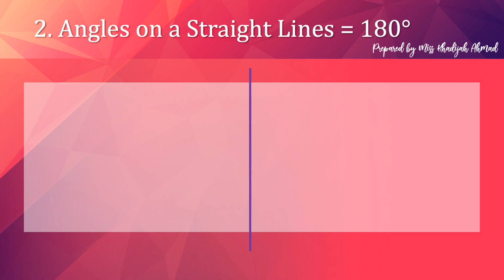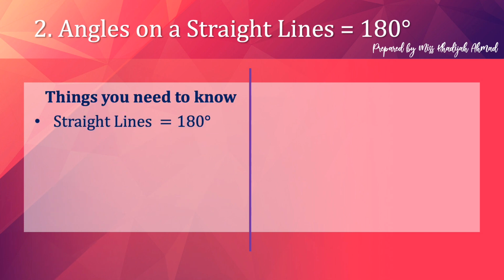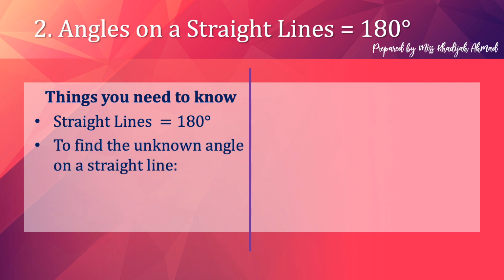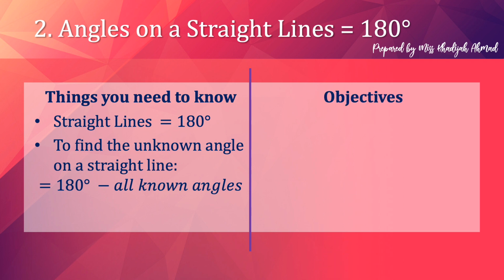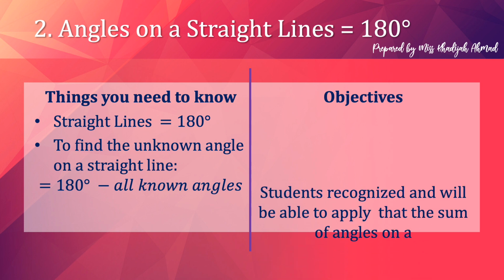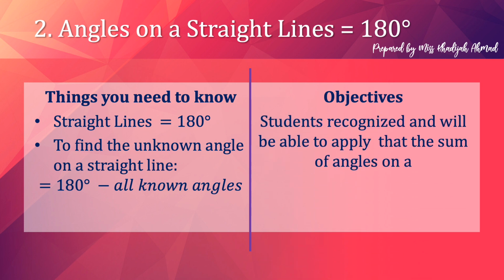Here are the real topic in our chapter 6. Angles on a straight line. The things that you need to know: that angle on a straight line is equal to 180 degrees. To find the unknown angle on a straight line, 180 degrees minus all known angles. Our target for this subtopic is for students to recognize and able to apply that the sum of angle on a straight line is 180 degrees.